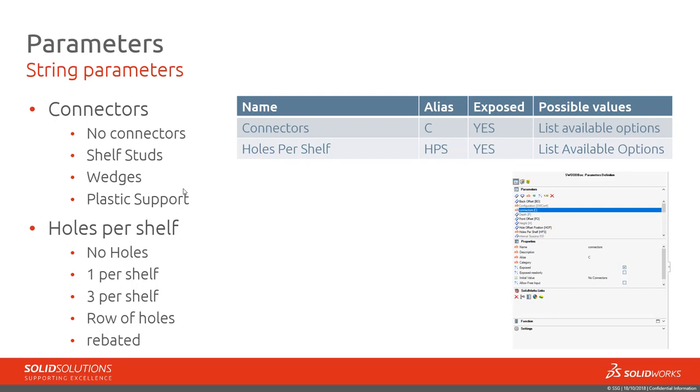So what you'll see here is the string parameters. Okay, so what we've got here is 2 options. We've got the connectors and we've got the holes per shelves. So by specifying on drop-down menus what type of connectors we want, we've defined these as string parameters.